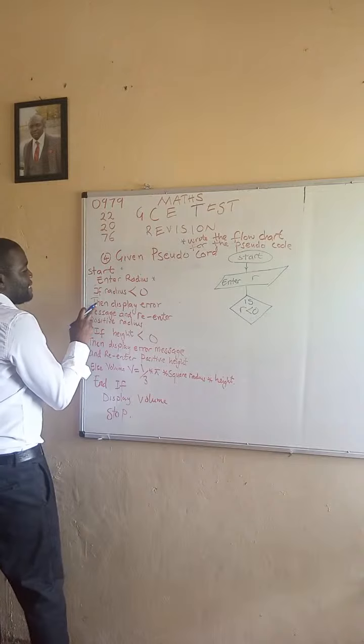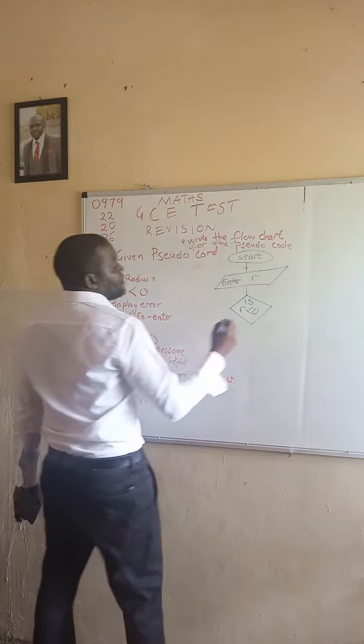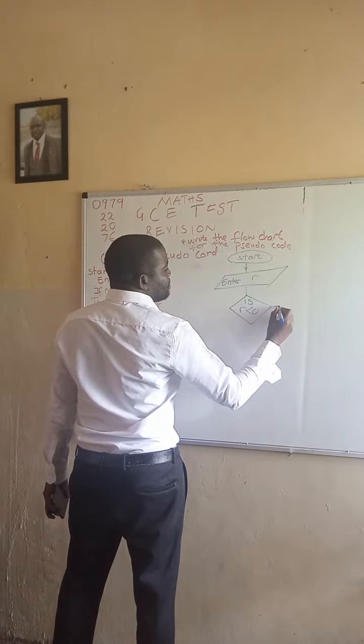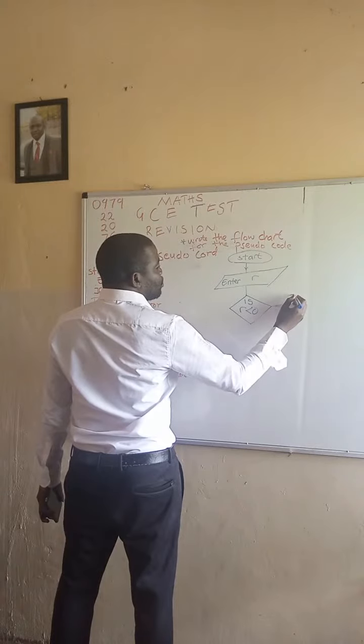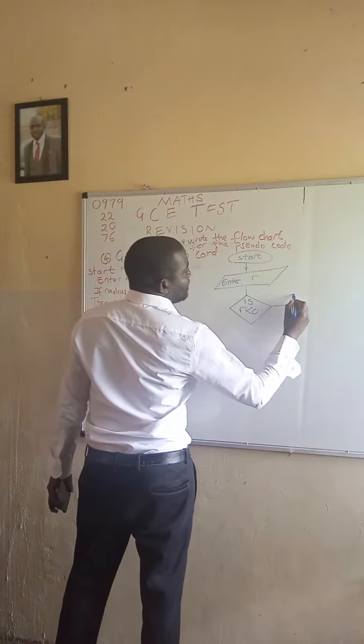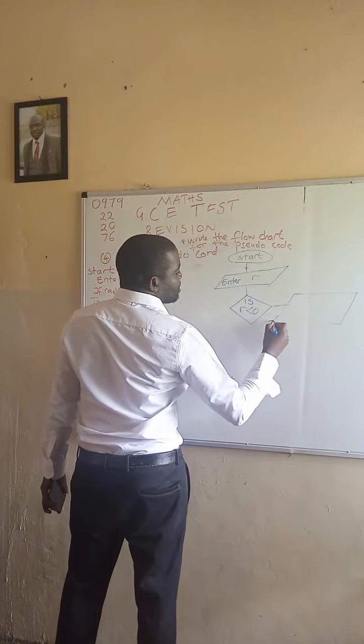The next part is display error message. It means this comes with an error message on this side. You draw a thing that looks like this, then you write the error message in that box.